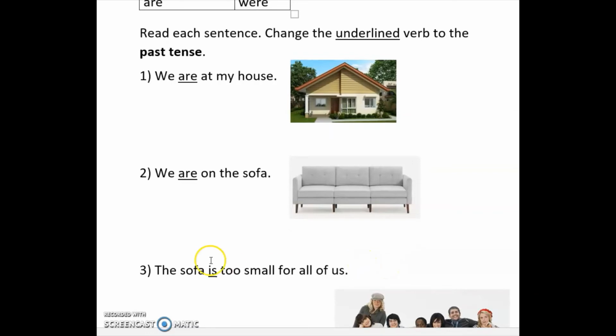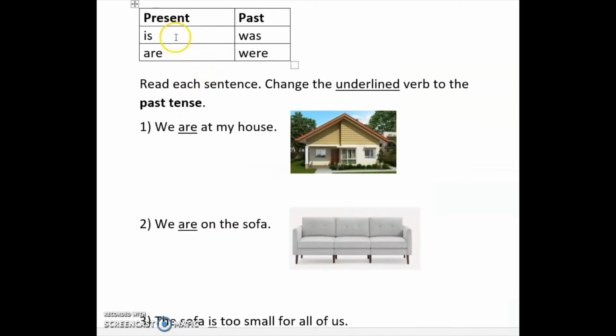Okay, these are examples. We have to change the present tense verbs, the is and are, to either was or were. Okay, let's read the first one.